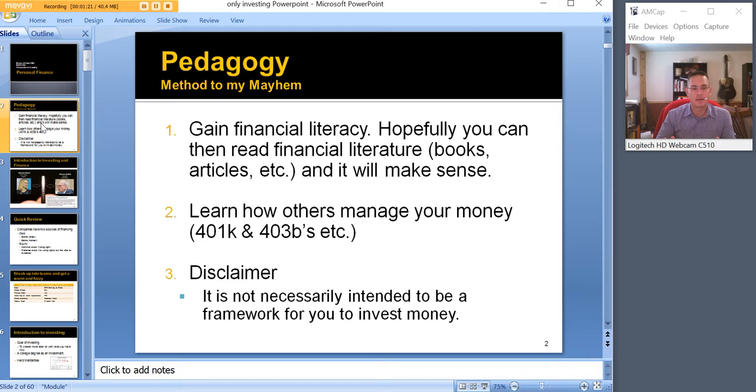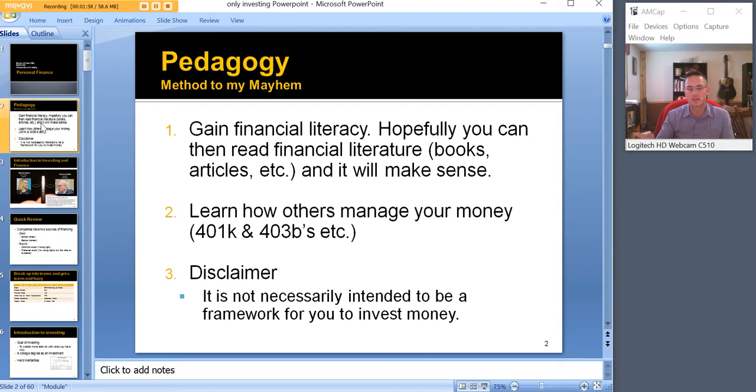The reason I say that is we're actually going to do what's called a stock valuation, very much what a mutual fund manager would do when trying to select the different stocks to create a mutual fund. It's not necessarily intended to be a framework for you to invest money. I always have students ask, well, Bruce, could you use this to invest and theoretically make money off it? The answer is yes. There's no investing police that say you have to use this method to invest money.